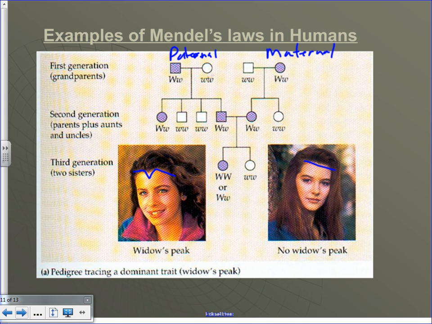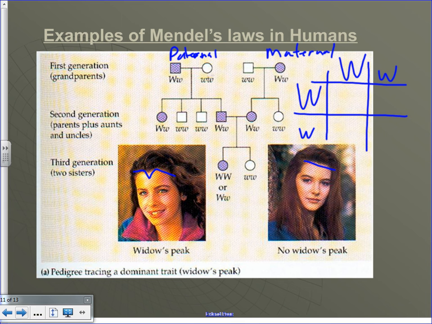Because if we go back to the Punnett square of this, there's dad, there's mom, there's a possibility of being widow's peak homozygous, widow's peak heterozygous, widow's peak heterozygous, or straight hairline homozygous. They had two children, and one of them has a widow's peak, one of them doesn't.